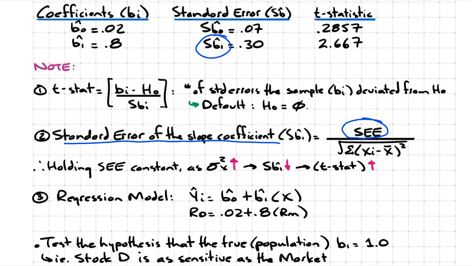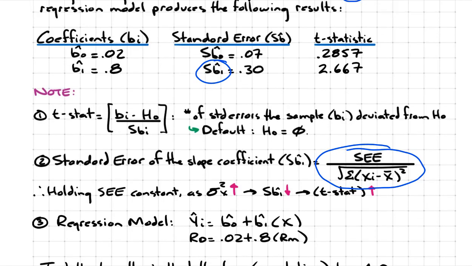We take the standard error estimate and we divide it by the square root of the sum of the difference between the xi and the mean of x squared. So it's right there. Now, on the exam, are you going to be asked to calculate this? It's possible, but in my opinion, unlikely. Why? Because I think it is far more important that you know the significance of standard error rather than calculating its actual value. But nevertheless, it's there.